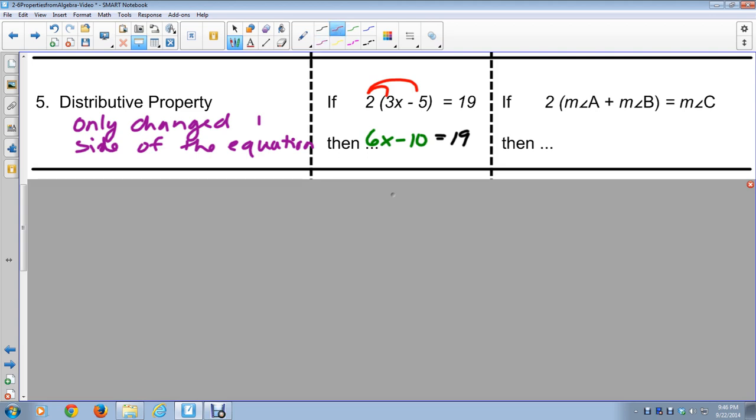Okay, for our geometry example, 2 times the quantity measure of angle A plus measure of angle B is equal to the measure of angle C. I can multiply that through, so I end up with 2 times the measure of angle A plus 2 times the measure of angle B is equal to the measure of angle C. And of course, I didn't change that. The only thing I did is multiply the 2 through, multiply it by both quantities inside the parentheses.